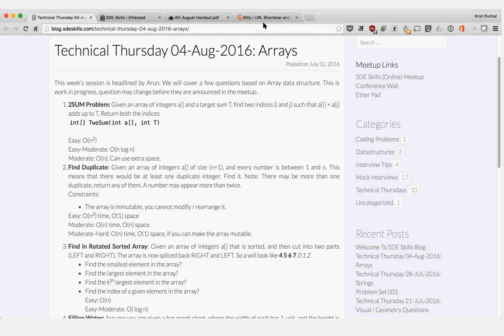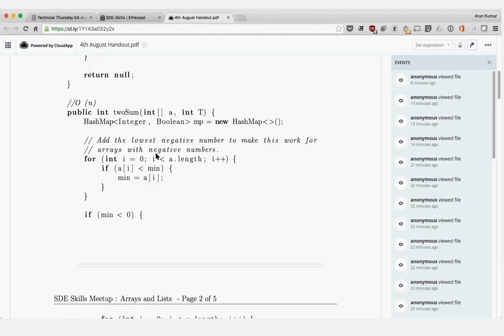So did everybody else get that? But it says the array is immutable, right? You cannot modify or rearrange it. Yeah, so actually I should have changed that. Sorry about that, I should have mentioned it. In fact, in the handout I've changed it, but I didn't have access to the blog. So I had an alternate moderate solution.